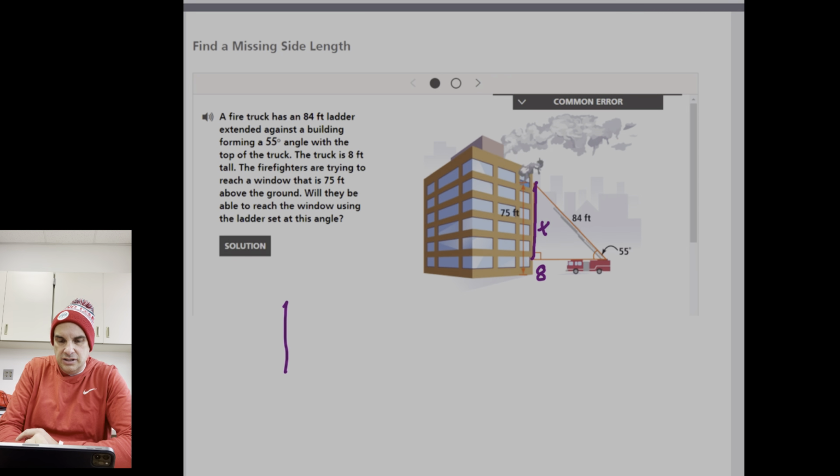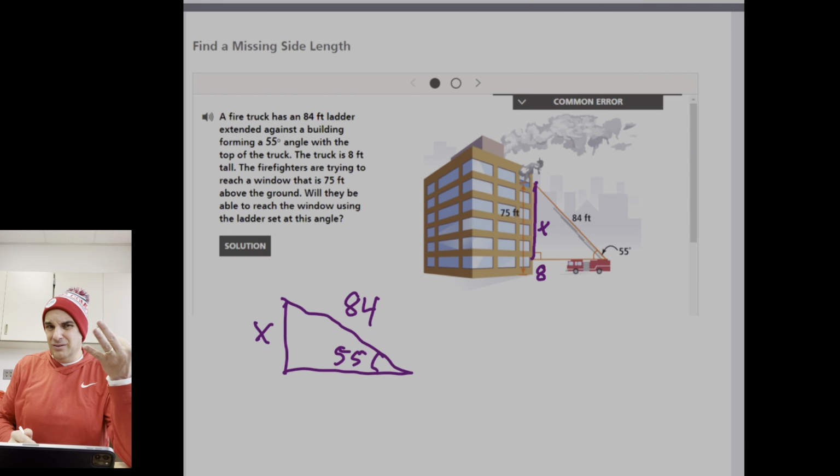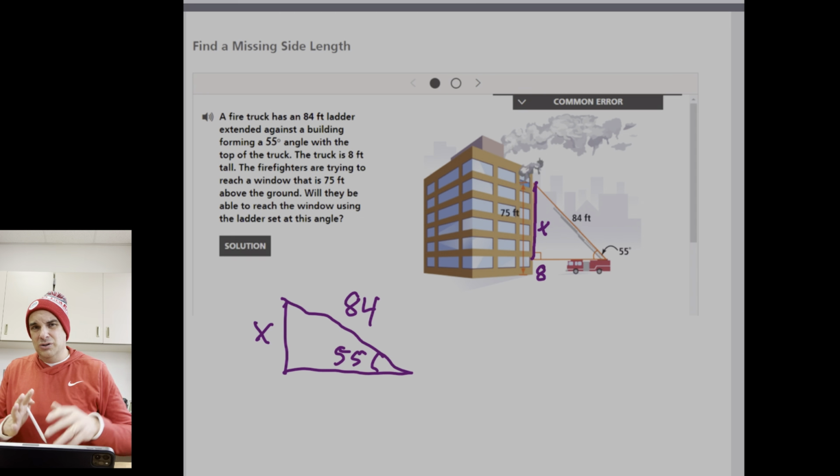But essentially, we have to use the trig ratios, knowing that this is 84. We want to find this value, knowing the measure of this angle is 55 degrees. Okay, so we're going to use one of really the 3. We're only going to use sine, cosine, and tangent. Those are the only ones we're going to use when we're finding missing sides or missing angles.